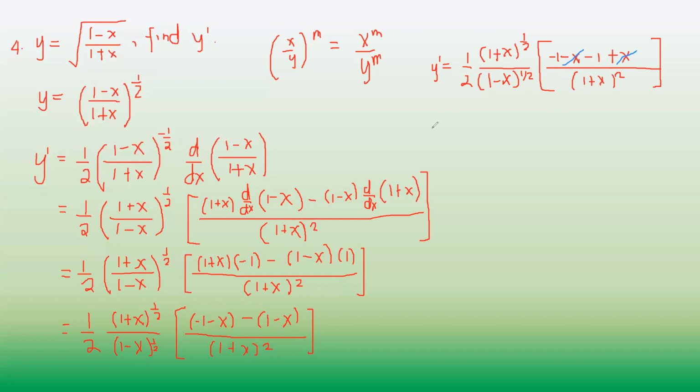Then, y prime is now equal to 1 half times, so again, we have 1 plus x raised to 1 half over 1 minus x raised to 1 half, times negative 1, diba? Plus negative 1. So we have negative 2. Negative 2 over 1 plus x quantity squared.